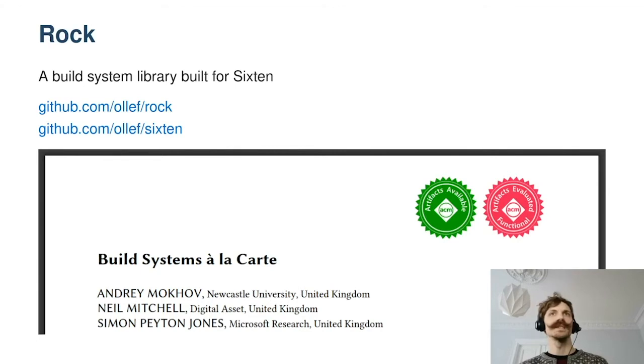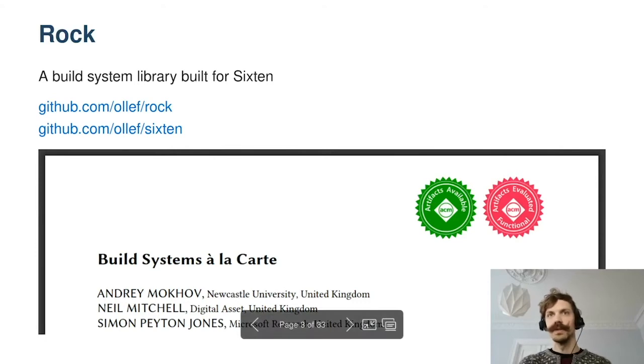Rock was built for Sixten, which is a dependently typed functional programming language with unboxed data. And the reason for writing a new build system library is that existing ones are file focused, and in a compiler you mostly want to work with data in memory. Also, since this is something I do for fun in my free time, I can shave as many yaks as I want. Alright, so just to whet your appetite a bit, here's where Sixten is right now.